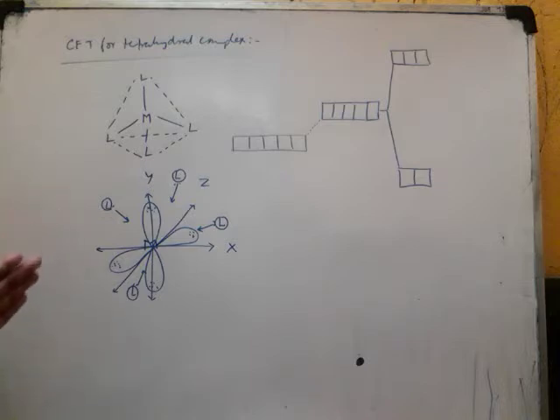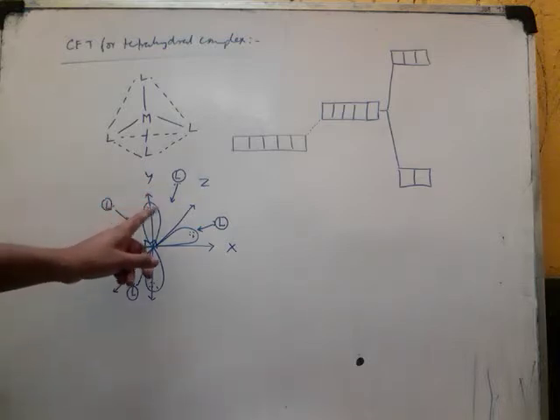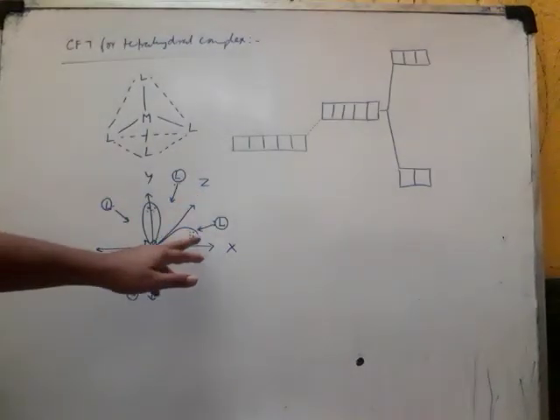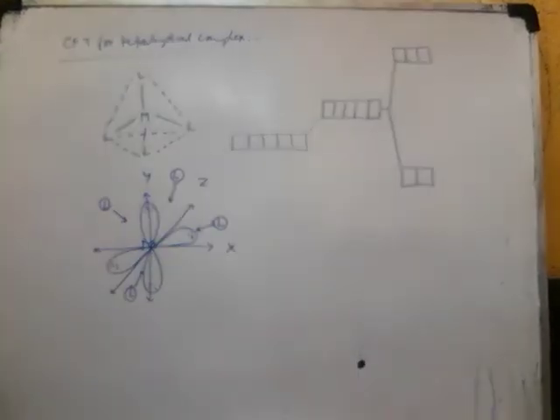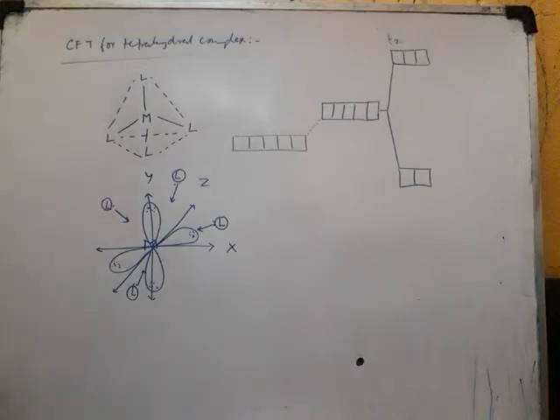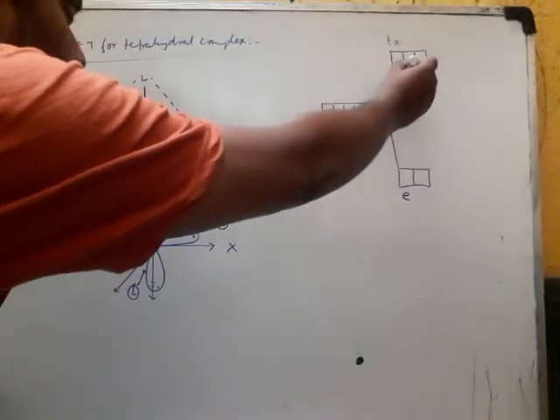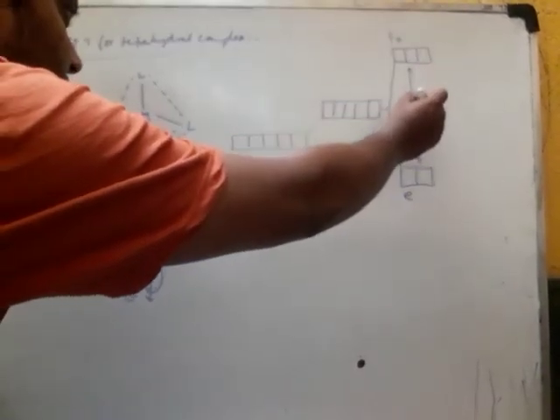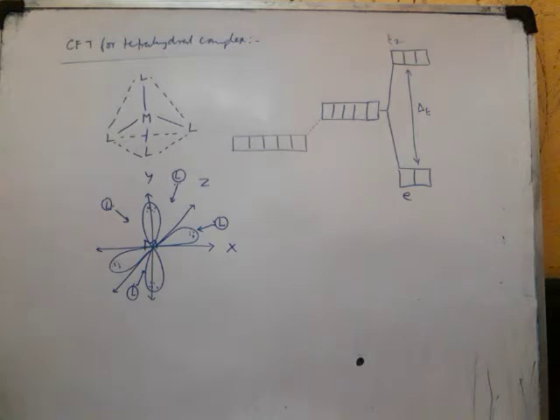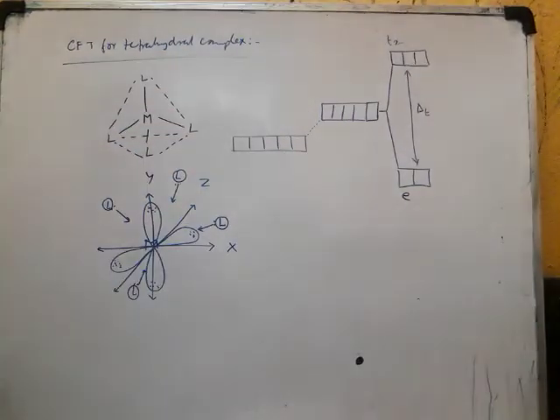But in a tetrahedral complex, the 3 orbitals dxy, dyz, dzx, which are in between the axes, face more repulsion and form the higher energy level. These energy levels are called T2, and the other energy levels are called E, and the energy gap between T2 and E is known as delta T.